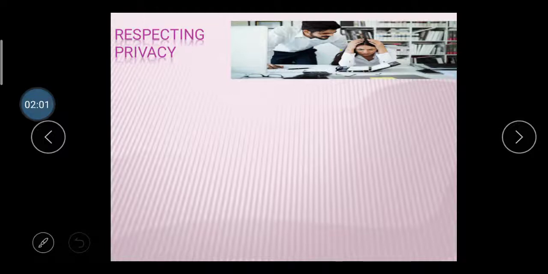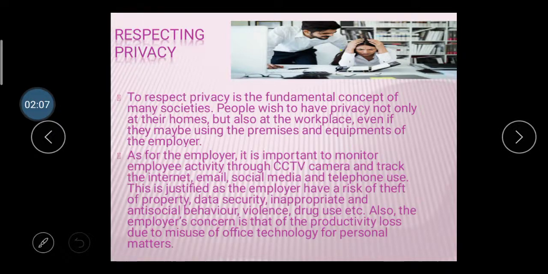Okay, so the points considered in respecting privacy are: first, respecting privacy is a fundamental concept of many societies. People wish to have privacy not only at their homes but also at the workplace, even if they may be using the premises and the equipment of the employer.